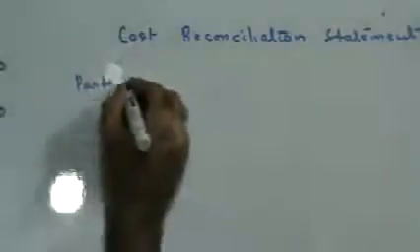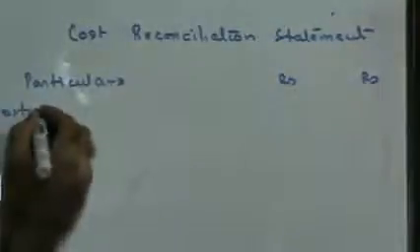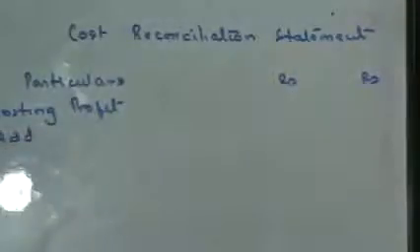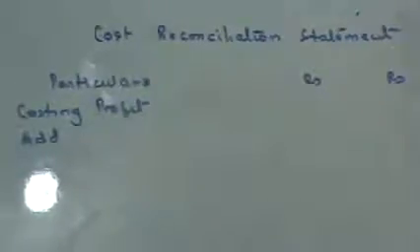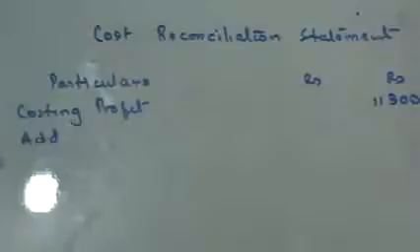Particulars, rupees, costing profit, add, less, financial profit. Costing profit you have calculated is 11,300. Right? Let's start.